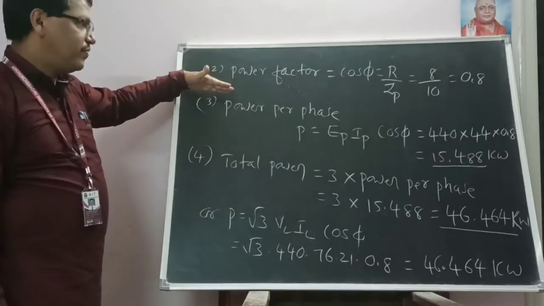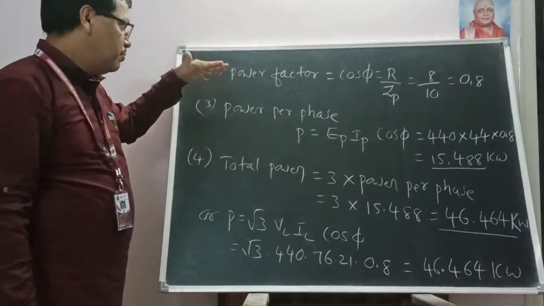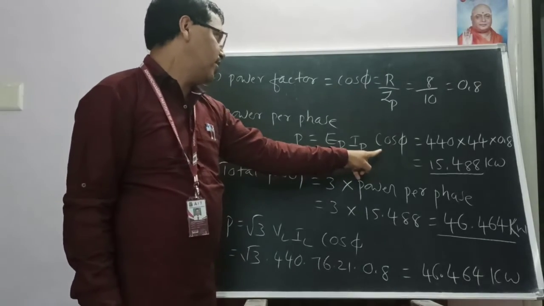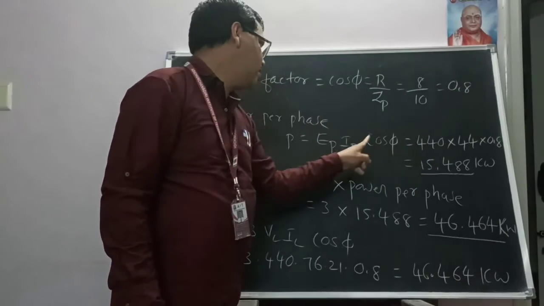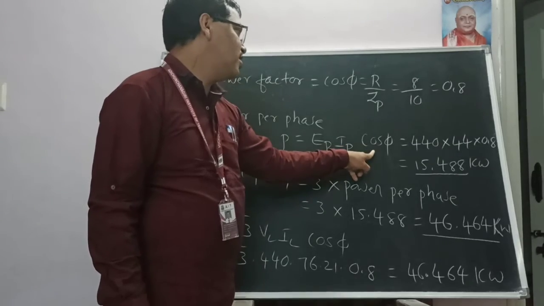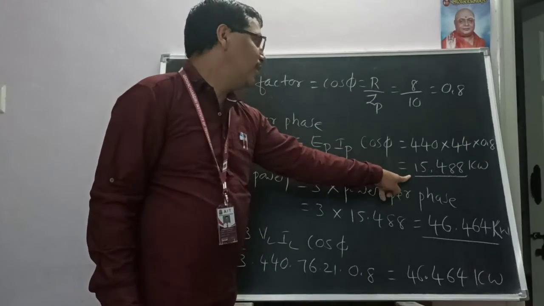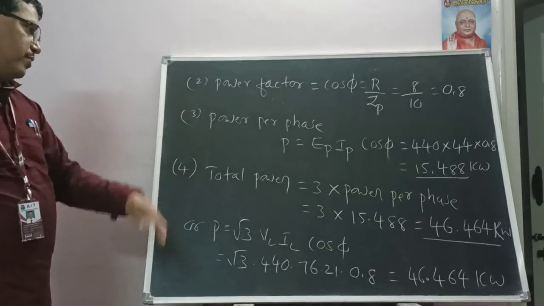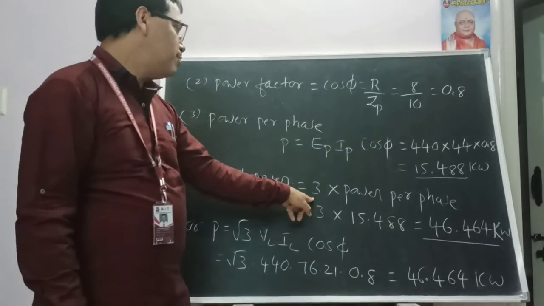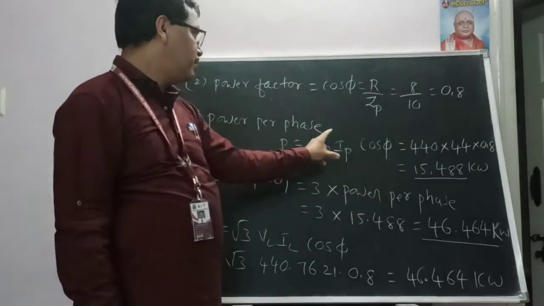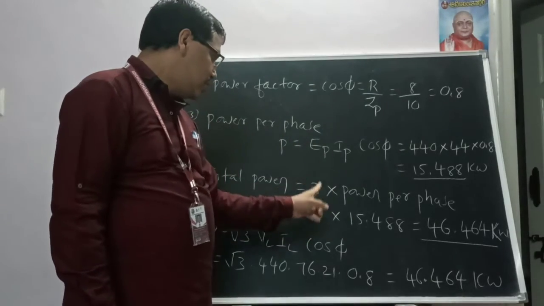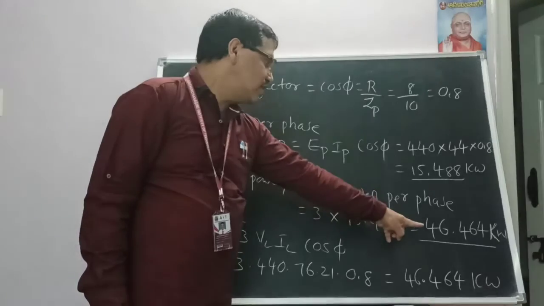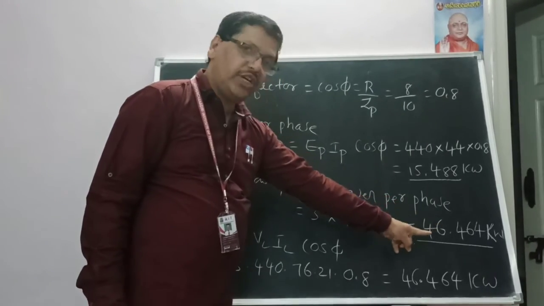Come to power per phase. Per phase means one phase. P is equal to E phase, I phase, cos phi. So E phase is 440, I phase is 44, cos phi is 0.8. Answer is 15.488 kilowatts. And the fourth one, we need to calculate total power. Total power means 3 into power per phase. We already calculated power per phase, so just multiply by 3 into 15.488. Answer is 46.464 kilowatts.